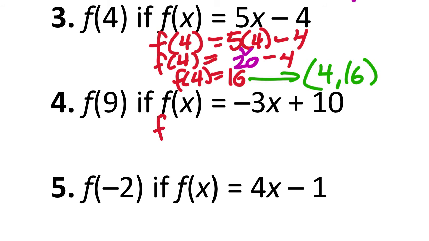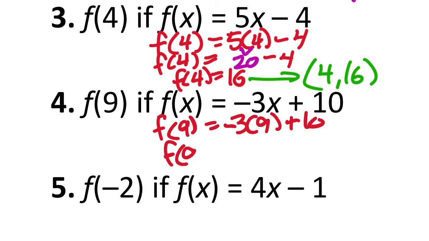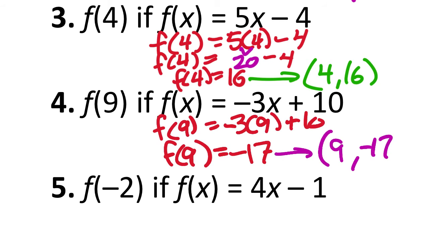So this next one, f of 9. So f of 9 equals -3 times 9 plus 10. And again, you could put this directly into the calculator, and if you did, it would give you -17. Which, again, is another ordered pair, 9, -17.